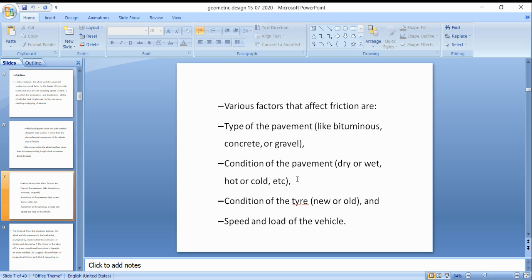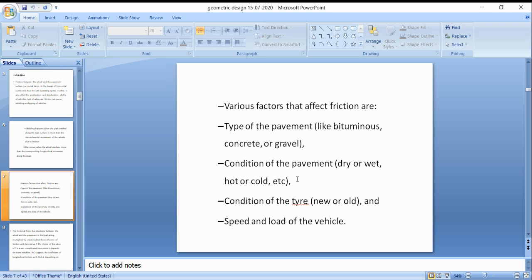In that, first we have to see the types of pavement, which type of pavement we are using at that location, which is also an important factor for the design. We are using bituminous or concrete or gravel. Next, condition of the pavement. It is dry or wet, hot or cold conditions. So where we are constructing that road, in the hot condition or in the cold condition. Like that, we have to see the weather conditions also. Next, condition of the tire, new tires or old tires.